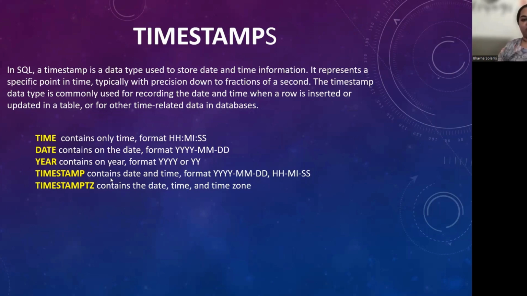Then next is timestamp, which contains date and time together. This is a format where date is given and time is also given. Then last is timestamp with time zone, which contains date, time, and time zone together. Time zone means whatever area you are located in, that time zone will be reflected.